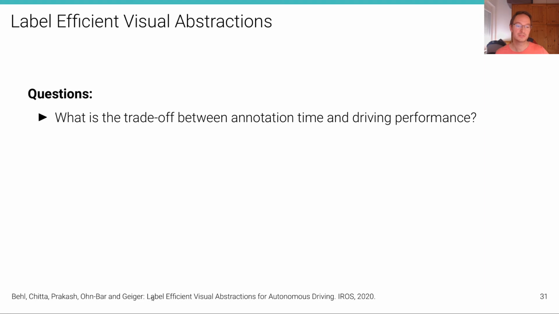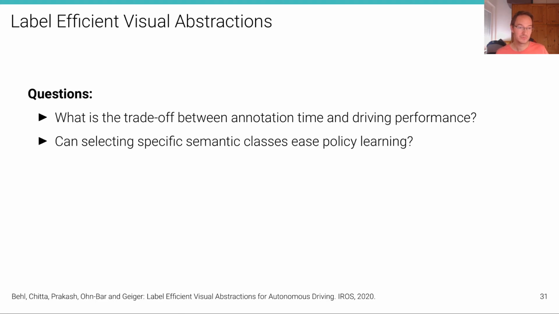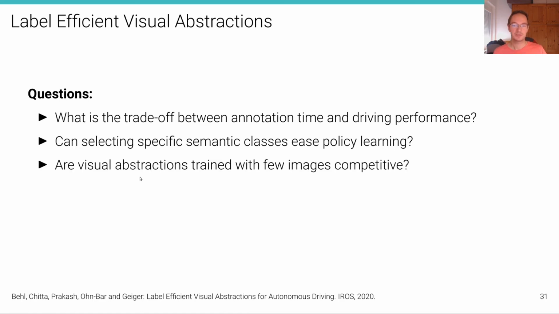And so this is what we looked into in this work called Label Efficient Visual Abstractions for Autonomous Driving, that appeared in IROS 2020. The questions that we ask are, what is the trade-off between annotation time and driving performance? Can selecting specific semantic classes even ease policy learning? Are visual abstractions trained with few images competitive? Is fine-grained annotation, as done, for example, in the Cityscapes semantic segmentation benchmark, actually important?